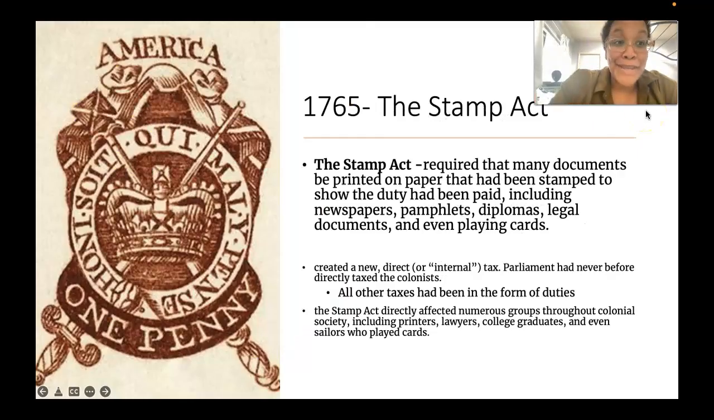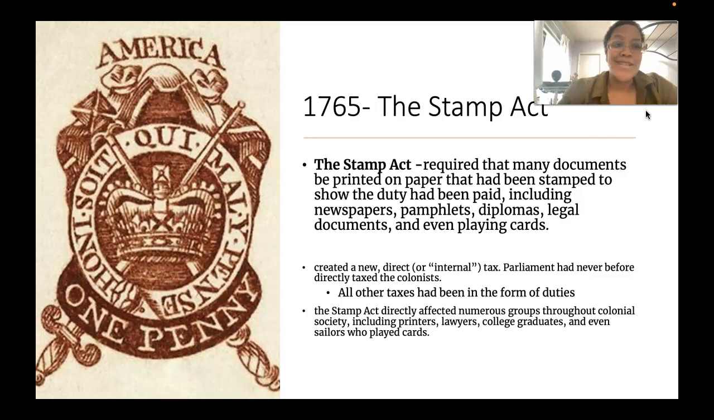So then the following year, because Parliament just don't quit, they passed the Stamp Act. The Stamp Act required that many documents that were printed on paper had to be stamped to show the duty had been paid, including newspapers, pamphlets, diplomas, legal documents, and even playing cards. And so this created the first direct tax on specifically British colonial North Americans, right?